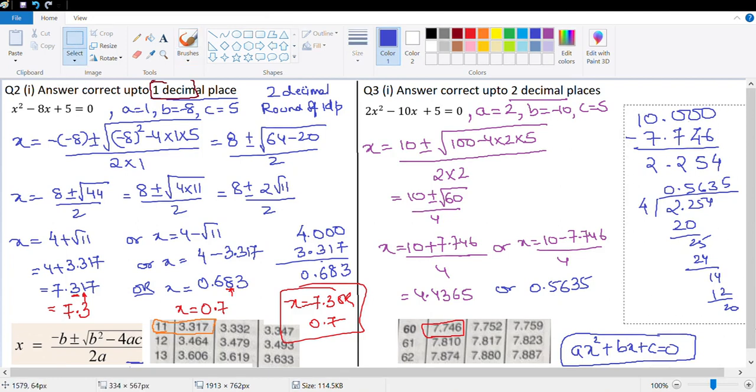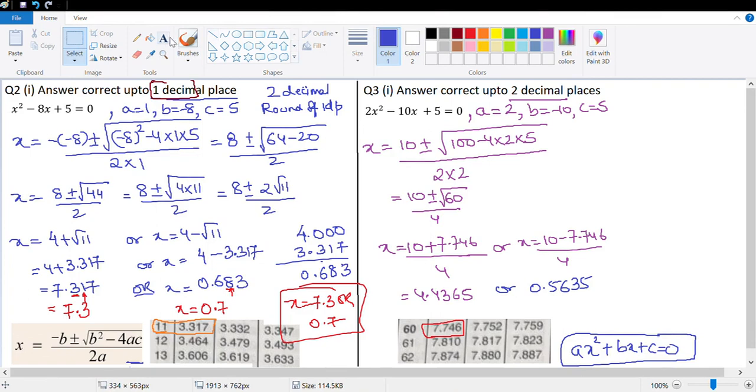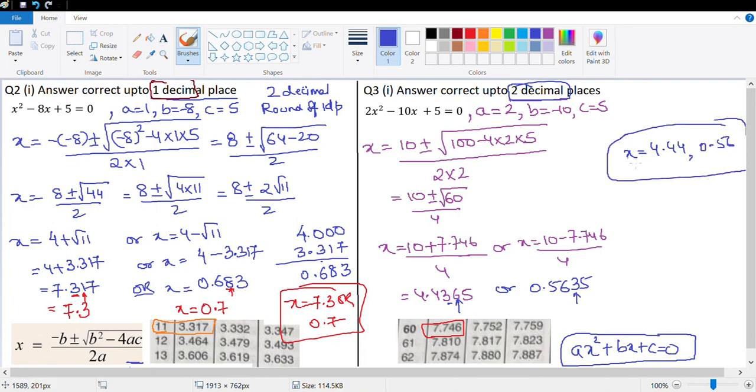As per the question, they want the answer up to 2 decimal places, which means I have to round off to 2. Let's look at the digit in the third decimal place, which is 6, which means it is 5 or more than 5, which means x is equal to 4.44, which means we add 1 to the previous number. In this case, the third decimal place is 3, which means we leave the previous place as is. So this is 0.56. So the value of x is 4.44 or 0.56.